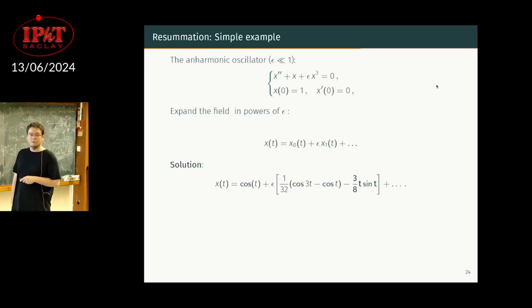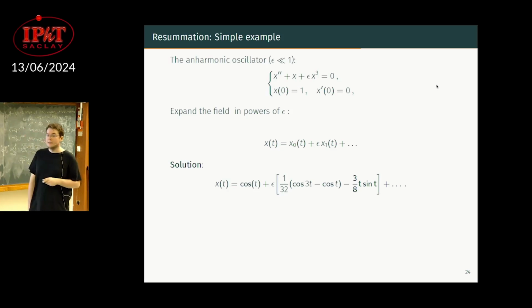And the method that I want to use to resum those terms is called the Poincaré-Lindstedt method. And I will try to give you a small introduction to this method by studying a much simpler equation, namely the anharmonic oscillator. So let's consider an oscillator that looks like this with a small epsilon x cubed term. And we want to solve this equation perturbatively. To do that, we will expand this field x in powers of epsilon. And we have an expansion like this.